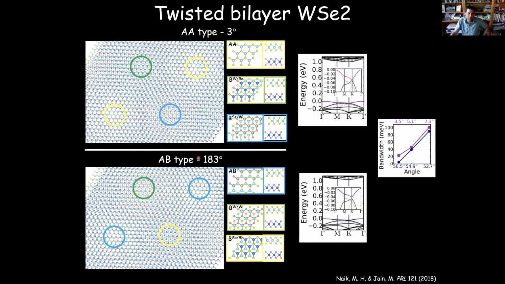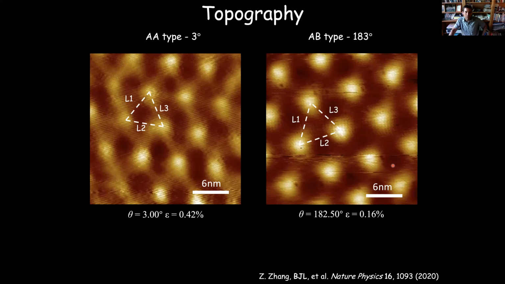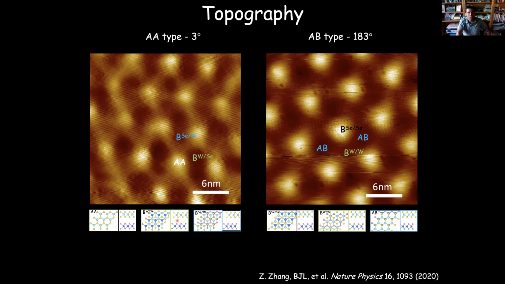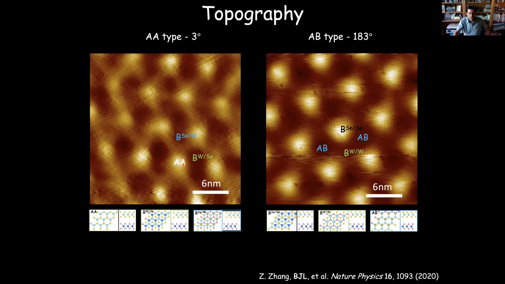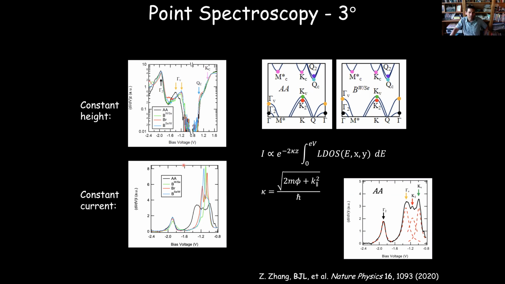And so we've looked at actually what happens in both of these types of samples. You take topography, you see Moiré patterns. You get similar Moiré patterns for both 3 and 183 degree twist angles. And you have these bright spots here surrounded by dark spots. But the electronic properties are very different in these two materials, coming from the fact that we have different stacking configurations in the two materials. And so the first thing to do is to just look at these high symmetry sites here. What is the density of states at those different sites?